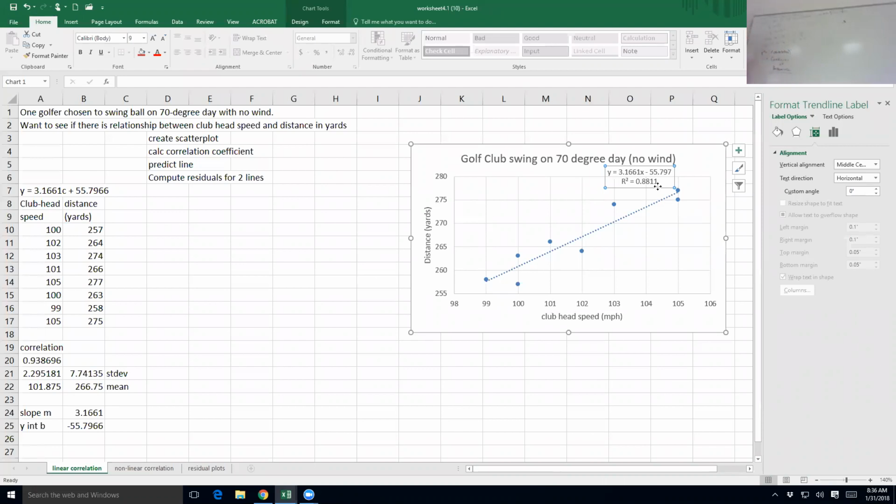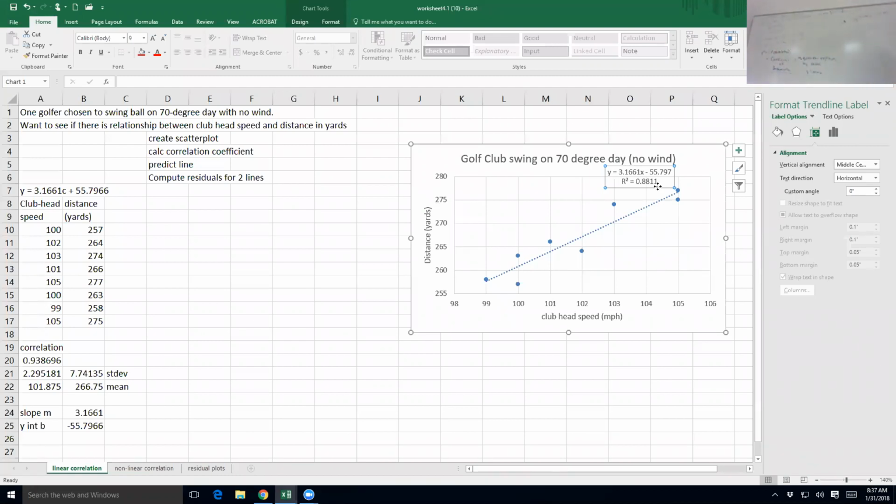But I'm going to tell you something. Nobody I know ever calls it the coefficient of determination. They always call it the r squared value. Okay? And what it does is it tells you the percent of variation explained by the model. In our case, the model is y equals mx plus b. Or in our case, the actual values, we got y equals 3.1661x minus 55.797.